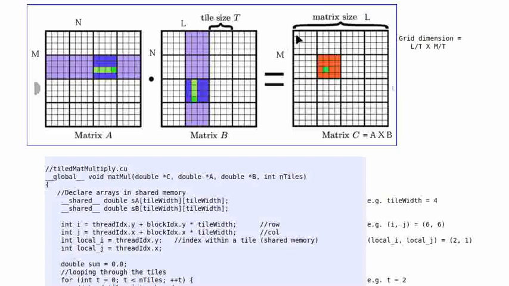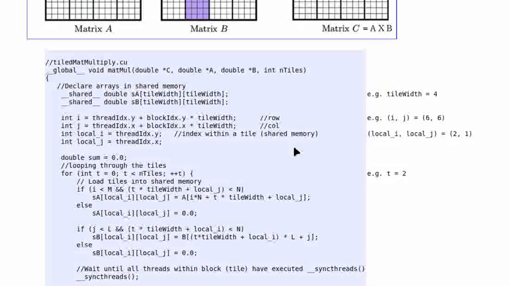And the grid dimension, that means the number of blocks in a row, is L divided by T, the tile size, and the number of blocks in a column is M divided by T. Here it is 4, and then 4 here. Now here's the code to implement the tiled matrix multiplication. So we pass in the variable n tiles, the number of tiles that we have.